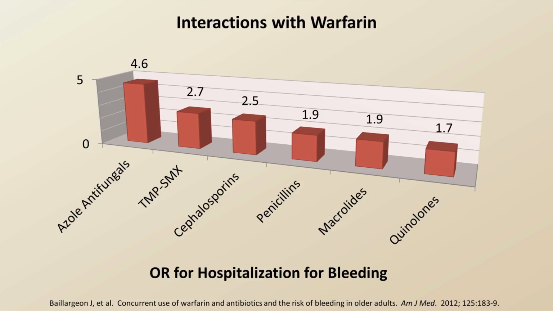For those of you not familiar with odds ratios, an odds ratio of 1 means there is no increased risk. Odds ratio greater than 1 means there is an increased risk. And so all antibiotics here were actually associated with increased risk, and all of these were statistically significant. The fact that the greatest effect was seen with the azole antifungals and trimethoprim sulfamethoxazole is due to their inhibition of CYP2C9, one of the main enzymes responsible for metabolizing warfarin.